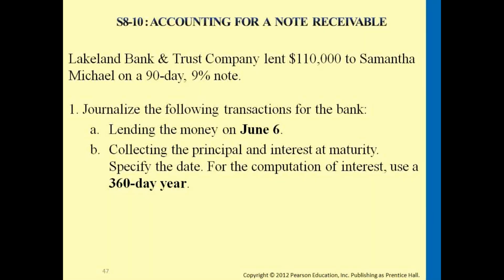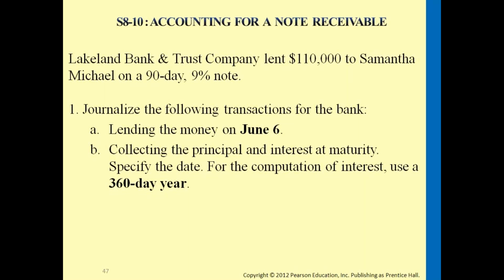Okay, let's do an exercise on this problem. This company, Wasteland Bank and Trust, lends $110,000 to a customer, signing off a 9% note that lasts 90 days. So based on this problem, try to journalize, first of all, the notes creation on June 6th. How do we create this notes creation transaction? And then at the end, after 90 days, how do we do the collection entry?